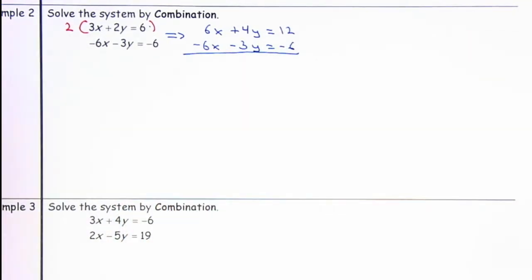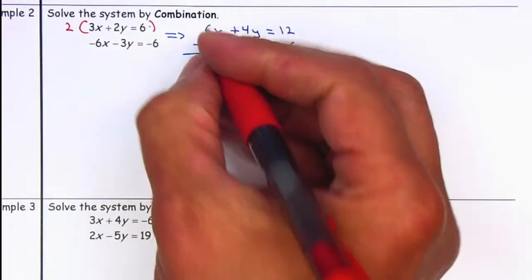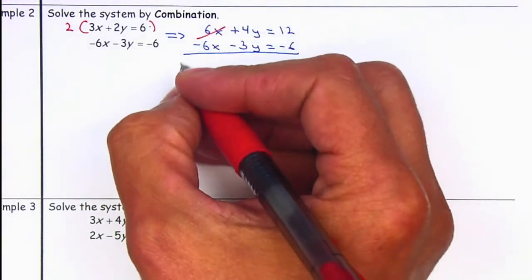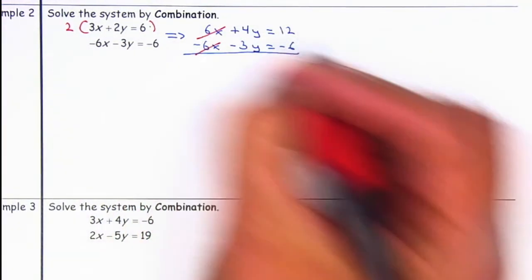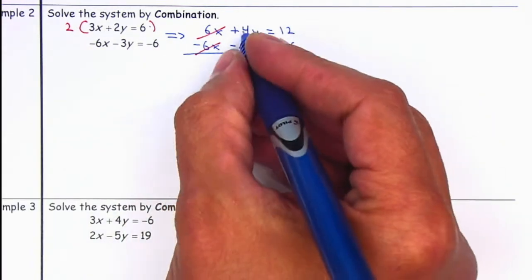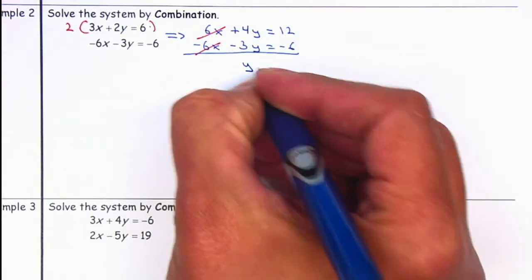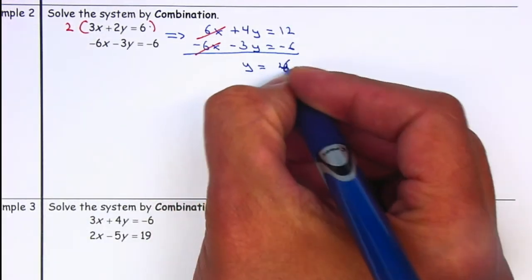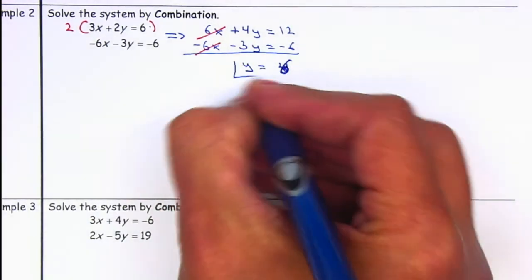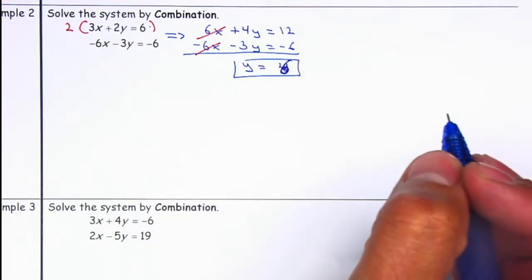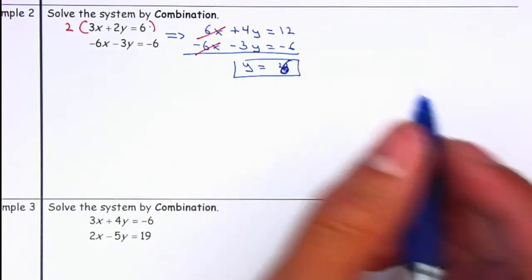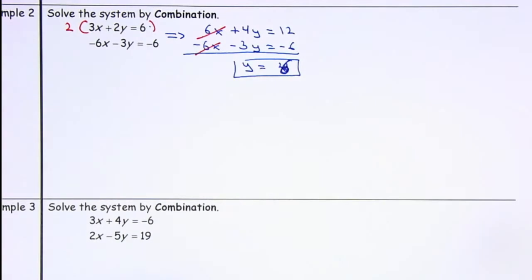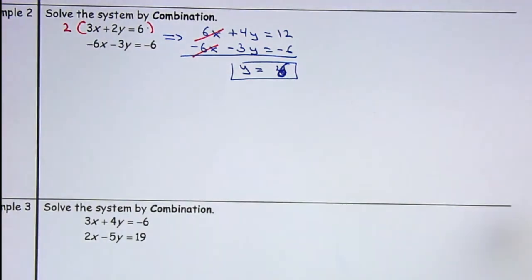And now, if we add them, the x's cancel because they have the same number and different signs. So we have 4 minus 3 will give us 1y, or just y. Y is equal to 6. So we found the y value to be 6. Now we need to be able to find the x value.